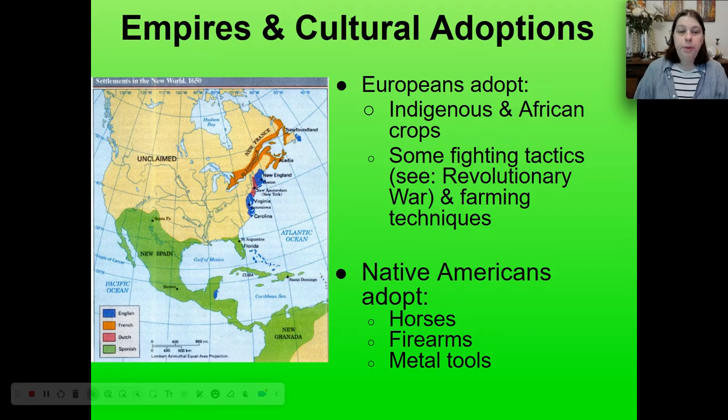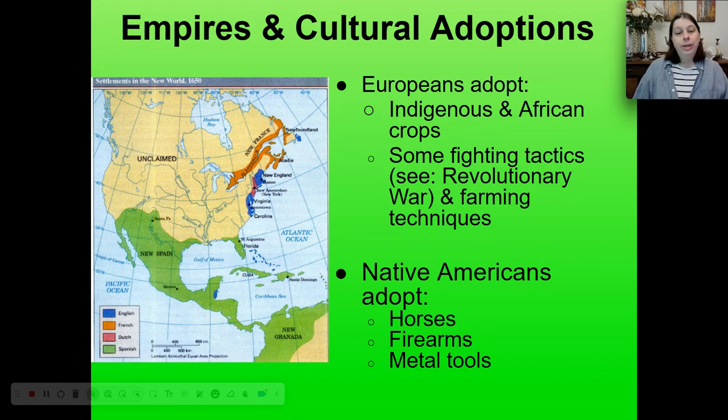In addition, European colonists, especially later generations, will adopt more native or indigenous fighting styles that work well in North American landscapes. Guerrilla warfare style tactics in the French and Indian War, and even in the American Revolution are a good example of that.